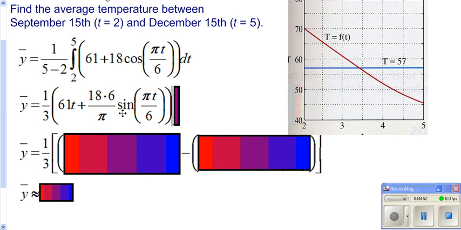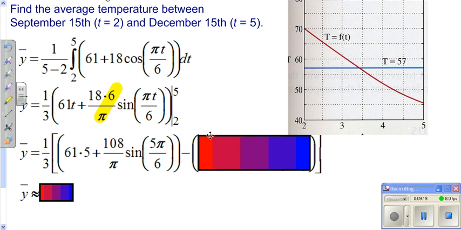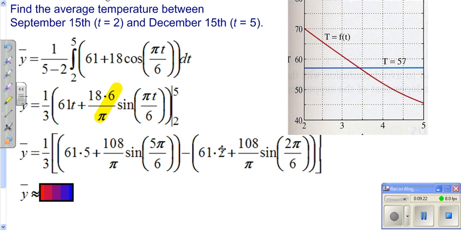You know you're going to get a sine of this, but you might be wondering where this comes from. Well, remember, you've got to undo the chain rule, which would say the derivative of sine, which you know is cosine, times the derivative of the inside. So you've got to undo that pi over 6. Then you've got to evaluate that from 5 to 2. So you come up here, you plug in your 5. You go back up there, you plug in your 2. Subtract your 2 answers. Multiply that by 1/3. You get something very close to 57 degrees Fahrenheit.